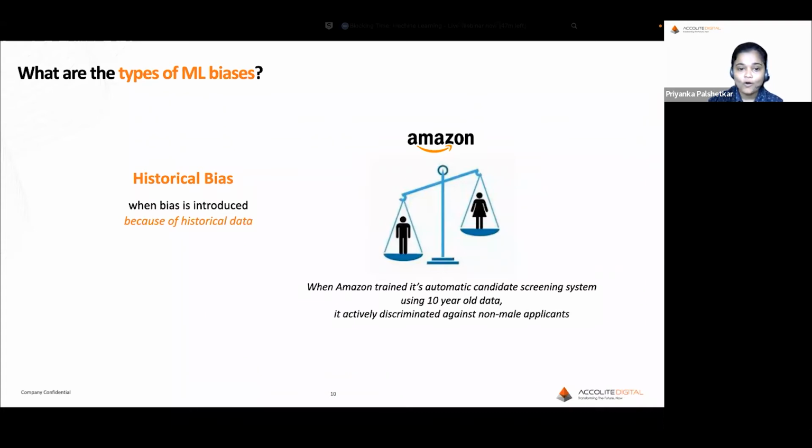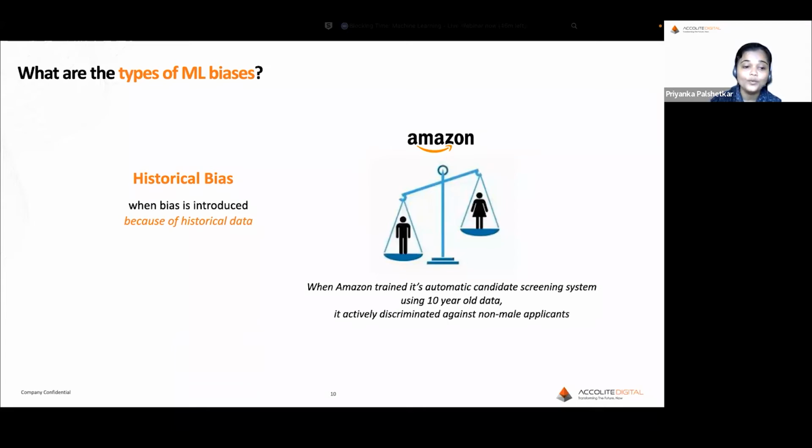The problem was that most employees at Amazon were male, particularly in the technical roles. The algorithm learned that because there were more men than women at Amazon, men were more suitable candidates, especially for tech roles, and actively discriminated against non-male applications. This is a classic example of bias caused by using historical data. By 2015, obviously, the whole project was scrapped by Amazon.